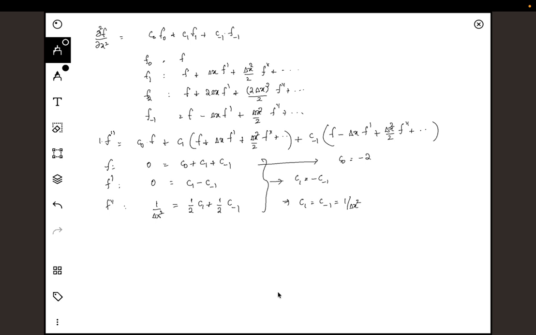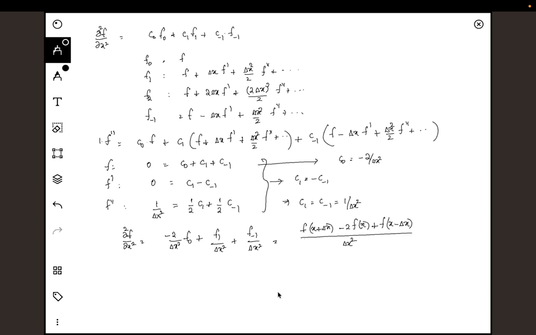So if we substitute it in the original equation, we have our approximation del square f by del x square as c0 is minus 2 by delta x square, and f1 and f minus 1 coefficients are 1. So we have f1 by delta x square plus f minus 1 by delta x square. This is what we were writing as f of x plus delta x minus 2 f of x plus f of x minus delta x by delta x square.